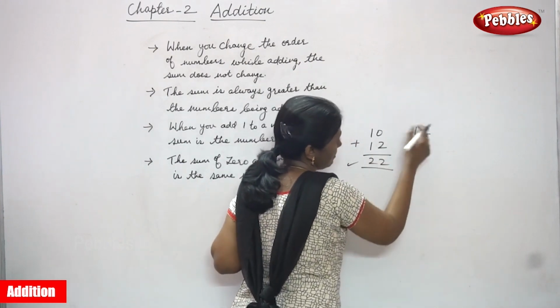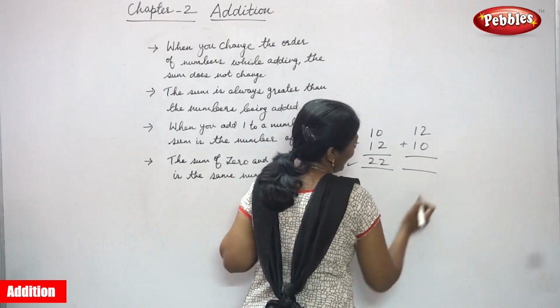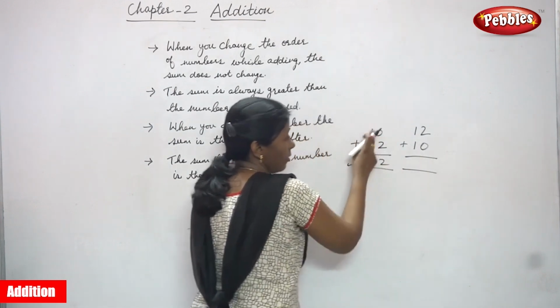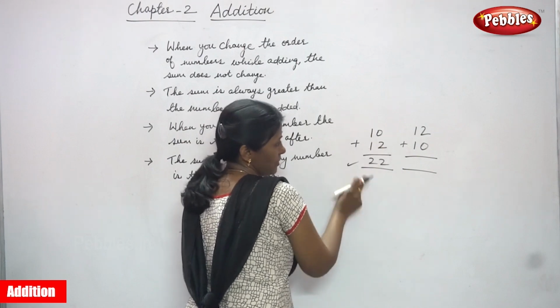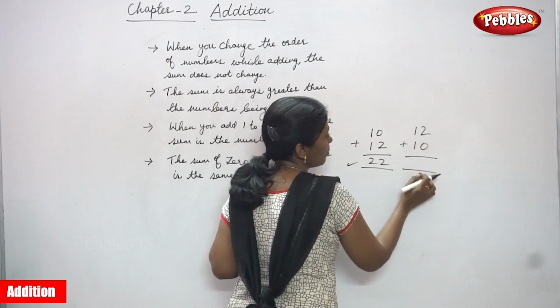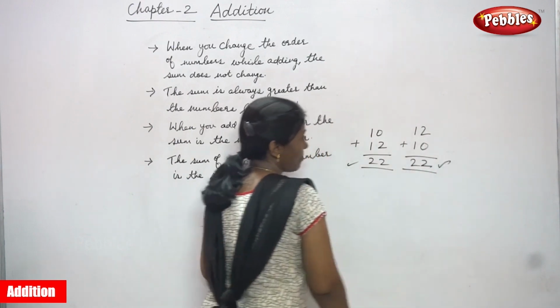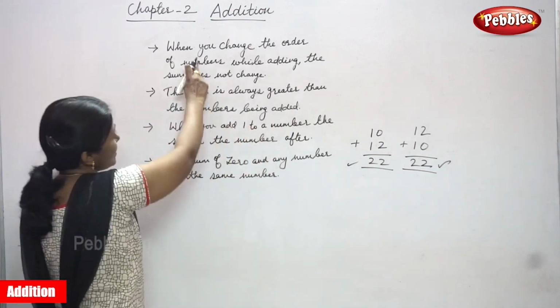12, I'm going to write the second number first and the first number second. Now what I'm doing is changing the order of the numbers. So I'm going to add 2 plus 0, 2, 1 plus 1, 2. So you get the same answer. That is what the meaning is.